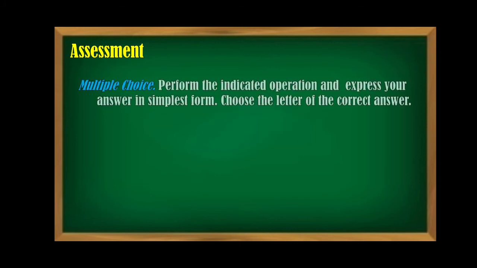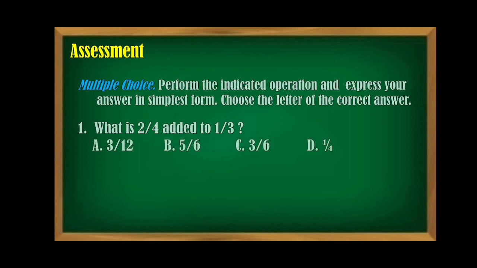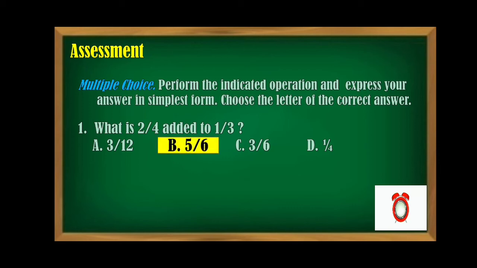The next is the assessment. For this, we have a multiple choice wherein we are going to perform the indicated operation and express your answer in simplest form. Choose the letter of the correct answer. For number 1, what is 2/4 added to 1/3? Is it 3/12, 5/6, 3/6, or 1/4? The correct answer is letter B, 5/6.